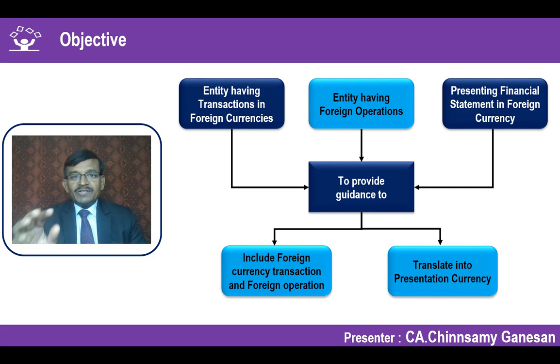So it's a simple process, only three categories: the entity having a transaction in foreign currency, the entity making an investment in a foreign operation, and the entity wanting to convert the financial statement presented in a foreign currency to the local currency. These are the only three things which we are going to understand, and how the translation will be accounted for. Once I'm doing a translation, how the translation has to be accounted for in the financial statement is also part of the guidance provided in this particular standard.